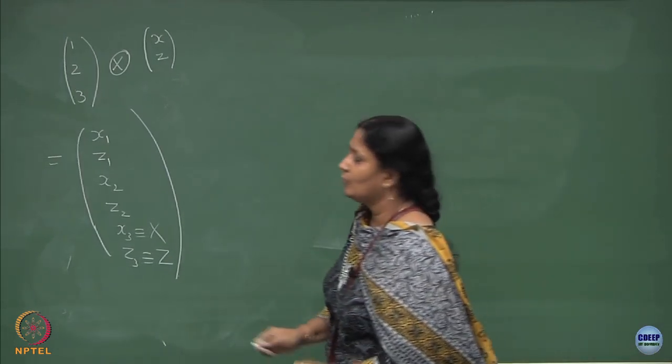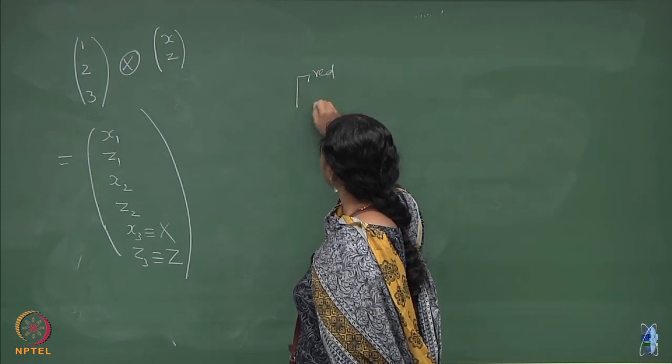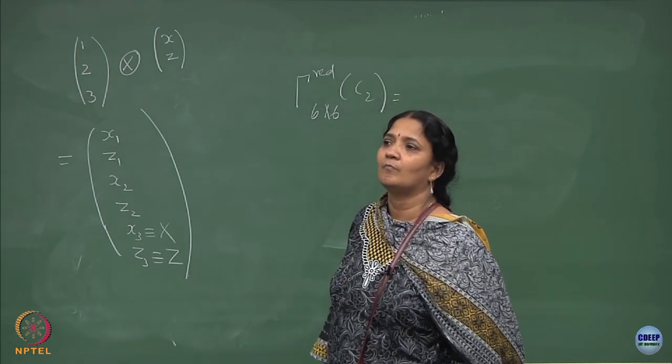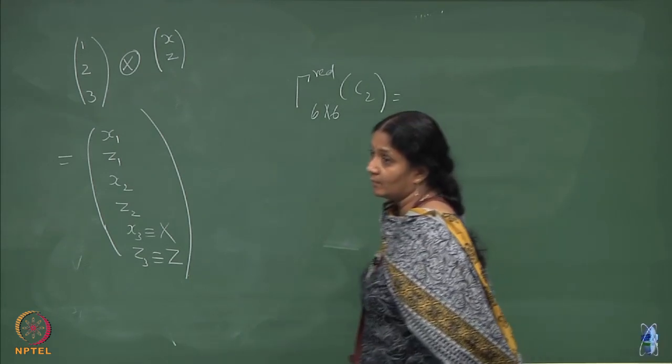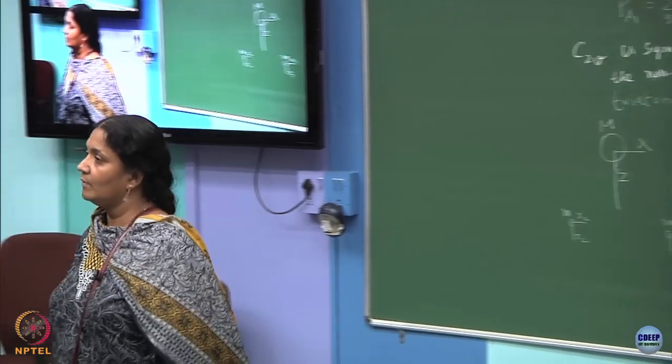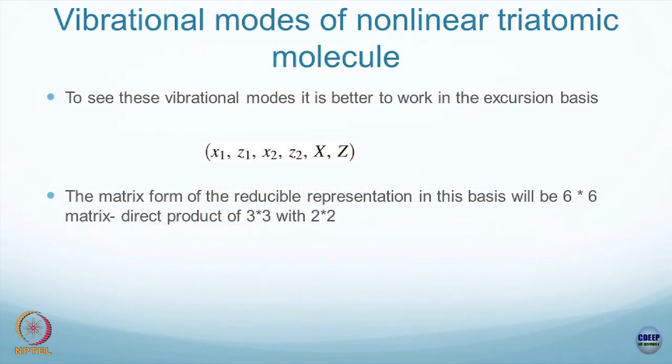So, now you can do the reducible representation, which will be a 6 cross 6 matrix for C2. What will that be? It is a basis in the reducible basis in some sense. It is a 6-dimensional vector space, the matrix representation which I am going to write will be a reducible matrix, and this vector space will also be reducible. I can write a 6-dimensional basis here, and then I want to look at what are the irreducible bases associated with C2v symmetry.